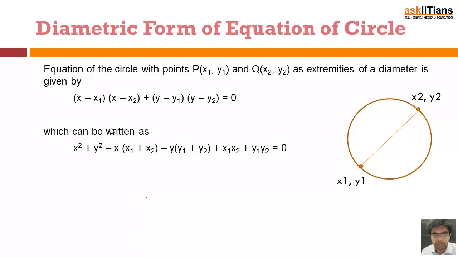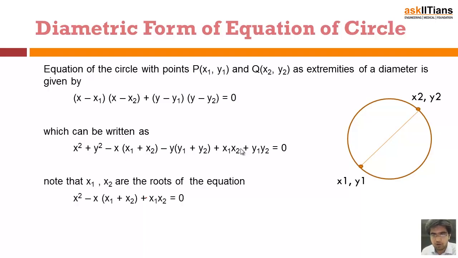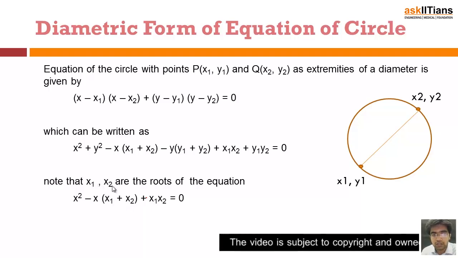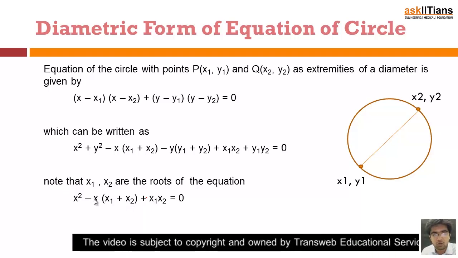Now, as I have told you, when you open the brackets, you will get x square plus y square, then these two terms, and then this term is a constant term. If you keep aside the y terms, then you can see that the x terms are forming a quadratic equation whose roots are x1 and x2. This is a special thing to note.